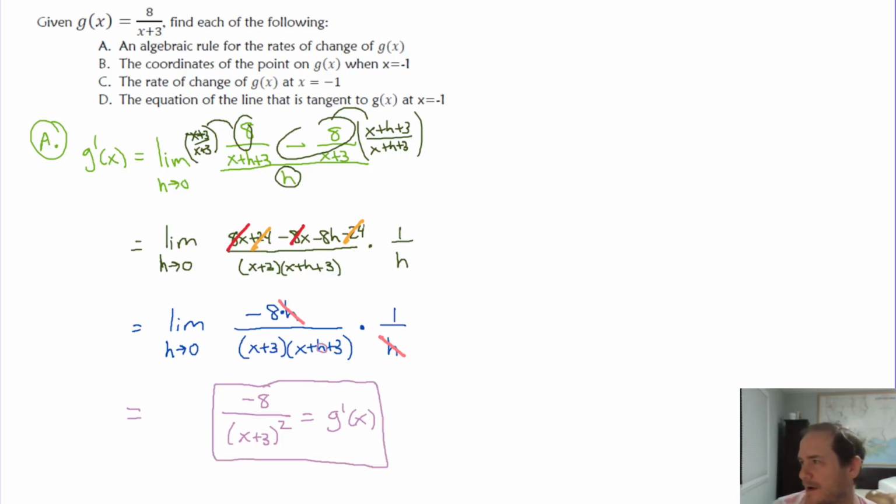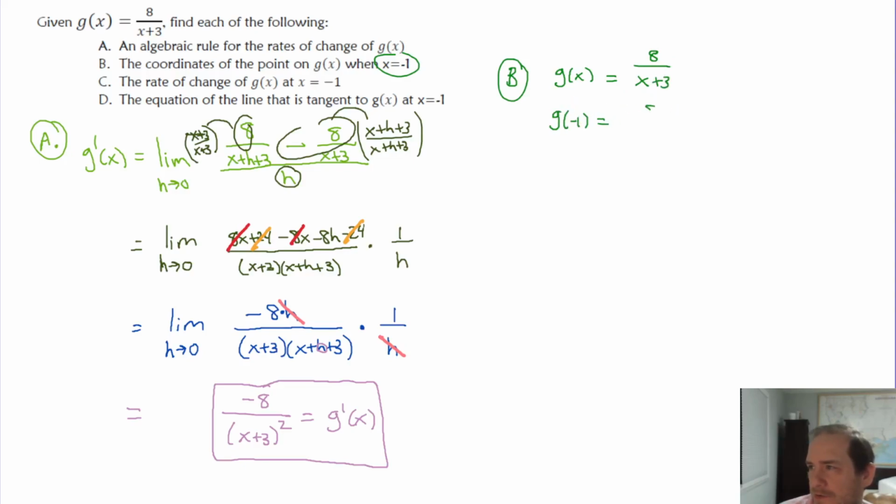So that's it. Now we're trying to find the equation of the tangent line when x is negative 1. So we know we got to do two things. We know that in part B, we're just trying to find the coordinates. So for that, we're going to plug into the original function g of x, which was 8 over x plus 3. And we're trying to find g of negative 1. So that's 8 over negative 1 plus 3, which is 8 over 2, which is 4. So the coordinates of our point of intersection are negative 1, positive 4. Again, make sure you give that as an ordered pair.